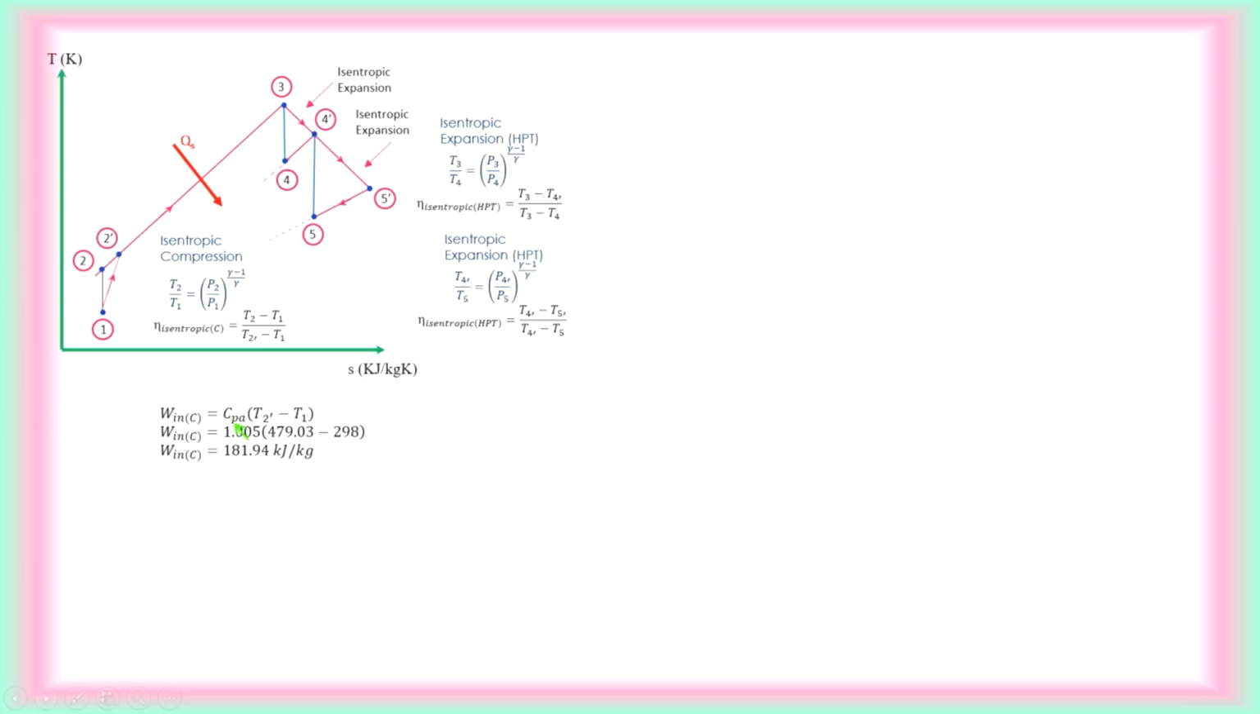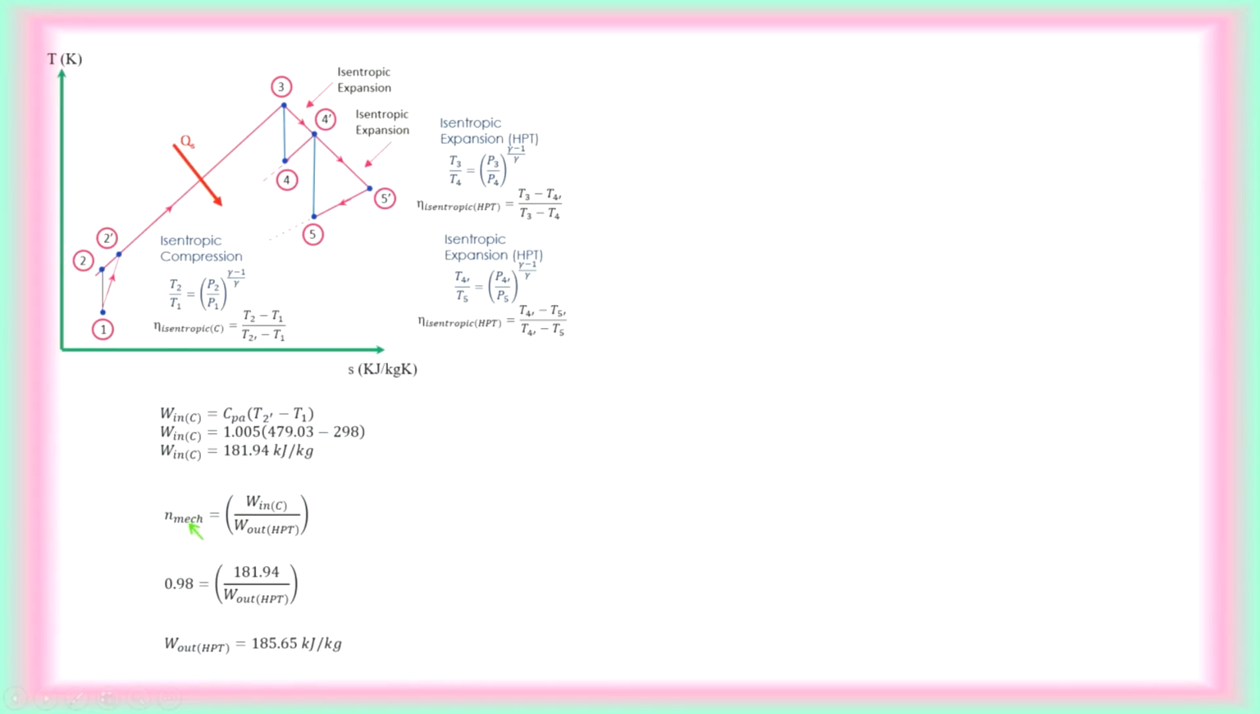So for the work in, remember for the compressor side, Cpa, we assume Cpa as 1.005. Actually this can also be found if you use the relative pressure method. If you refer to the Cengel textbook, it shows you another way, and both will give you the same answer. Now T2 prime minus T1, so you get your work in as 181.94.